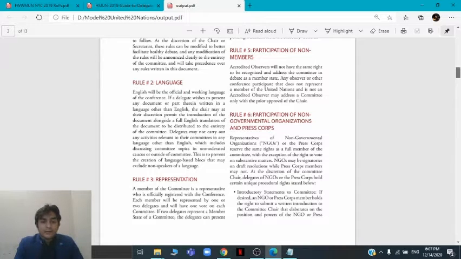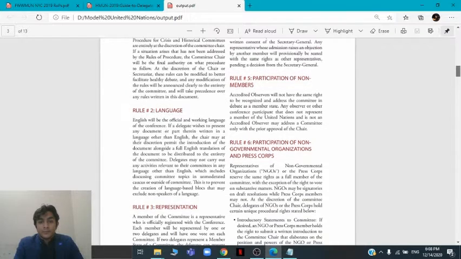Rule number three is representation. As I've already discussed in the previous video, you are given a specific country which you are representing, and you are the ambassador of that country. One other important thing is that, as I have said, the draft resolution is the heart of MUNs and the United Nations. You can vote for a specific draft resolution as well as not vote for it, and this is what rule number three, representation, clearly portrays.